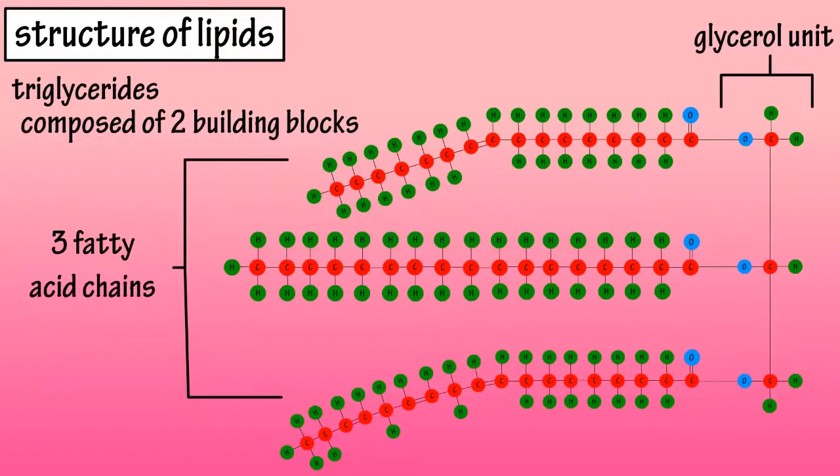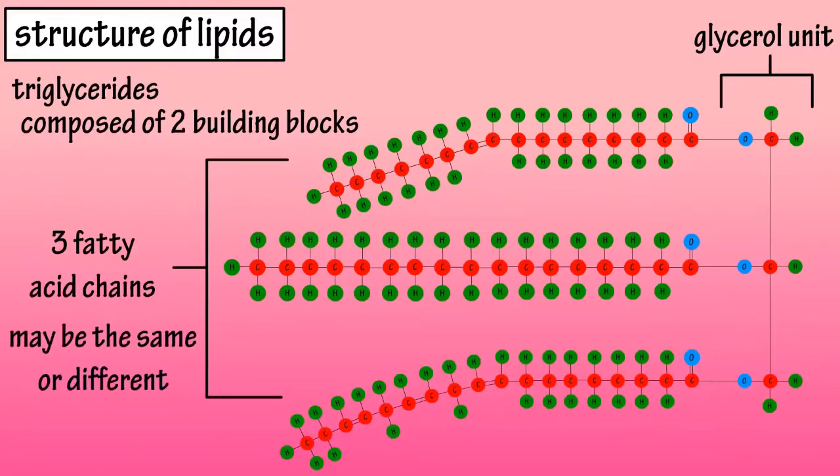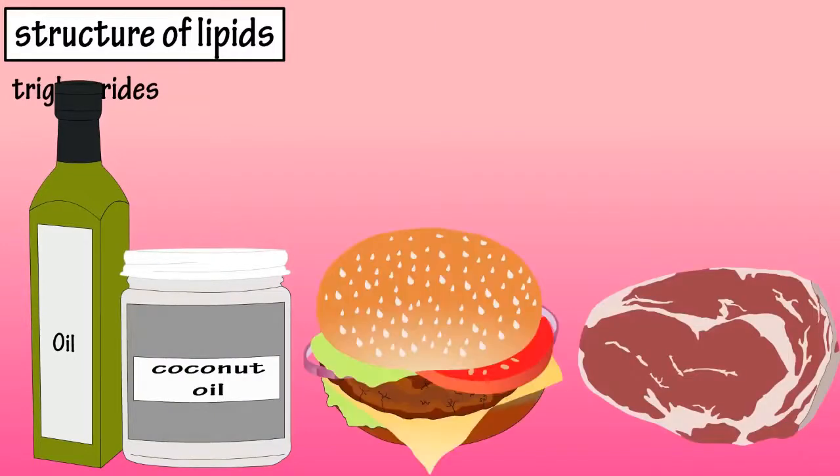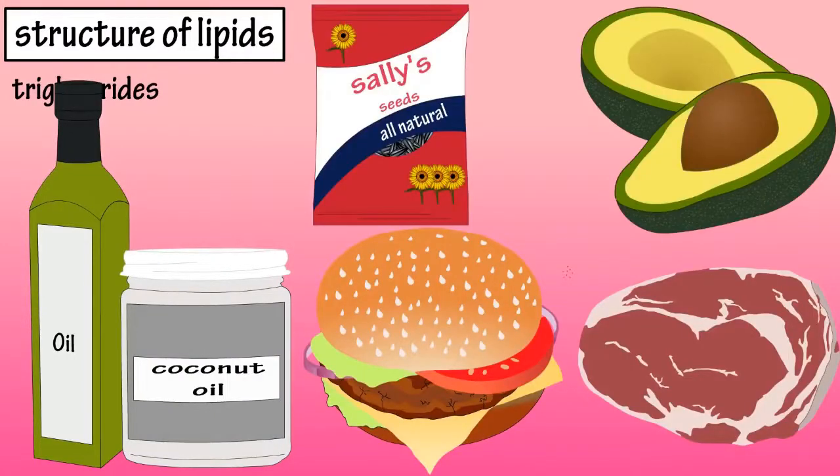Some triglycerides contain 3 molecules of the same type of fatty acid, and others may have 3 different types of fatty acids. Triglycerides are found in many food items, such as vegetable oils, coconut oil, beef, fast foods, avocados, and many different seeds. Phospholipids are similar in structure to triglycerides in that they have 4 subunits.